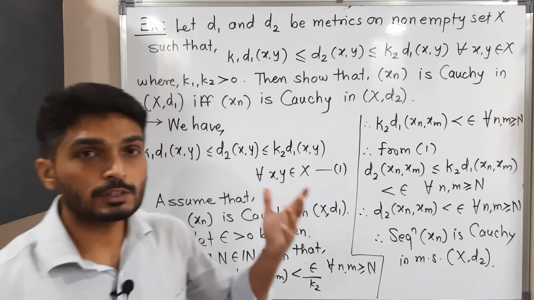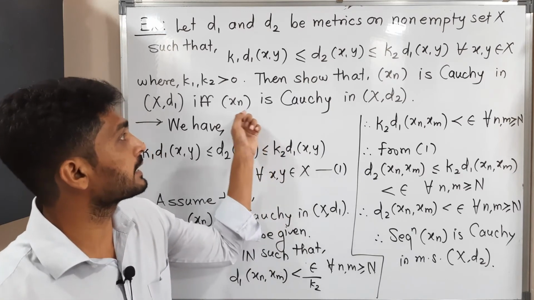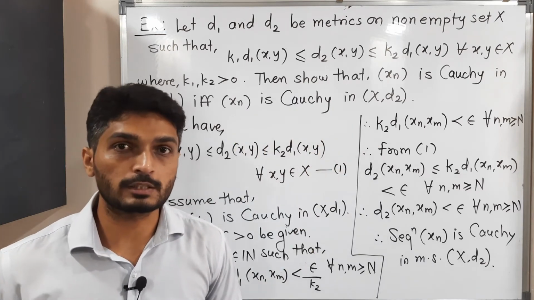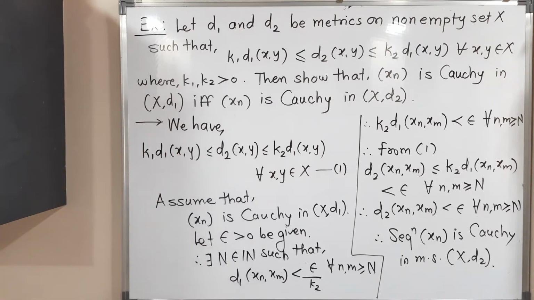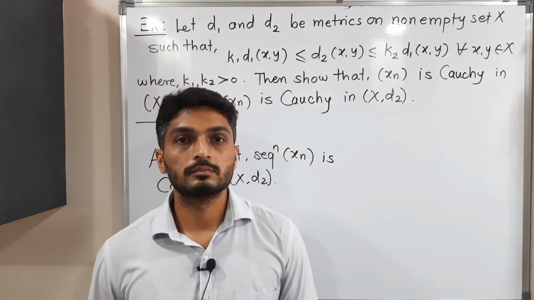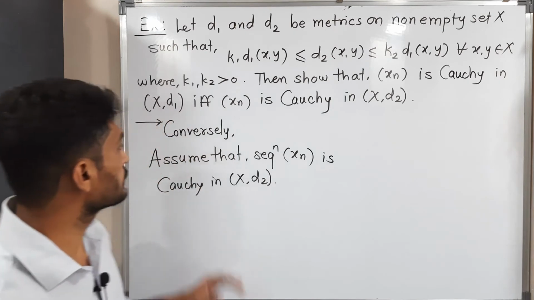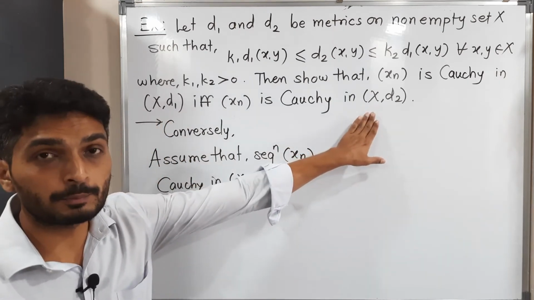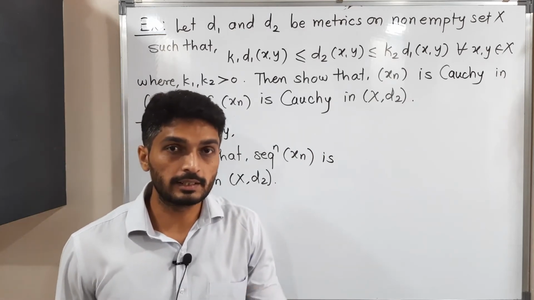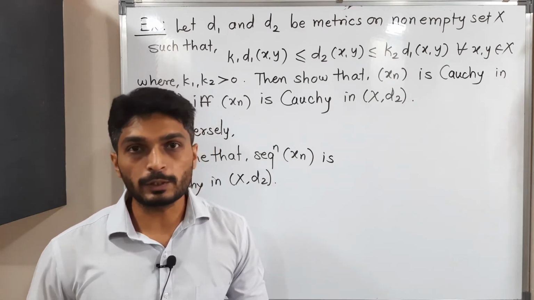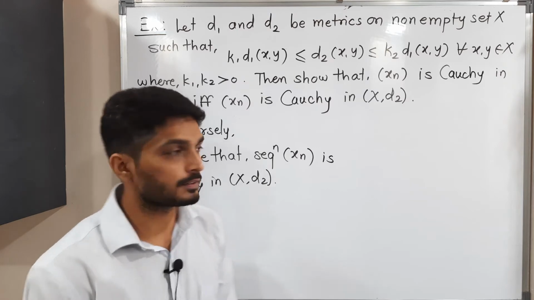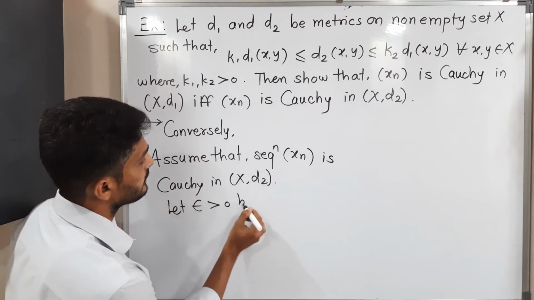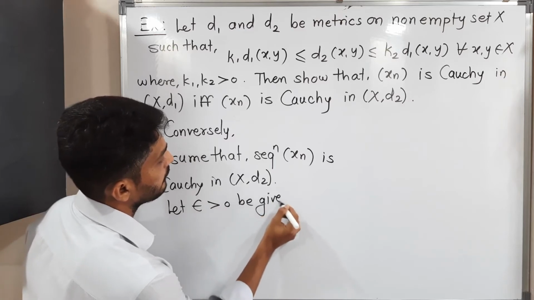After that, the converse part, what will we do? By assuming Xn is Cauchy in (X, D2), we will prove that the sequence Xn is Cauchy in the metric space (X, D1). Make a screenshot of it, then we will go further. Conversely, I have assumed that the sequence Xn is Cauchy in the metric space (X, D2) and we have to prove that it is Cauchy in the metric space (X, D1). Using the definition, we are going to prove it. So let us consider one epsilon first. Let epsilon greater than 0 be given.